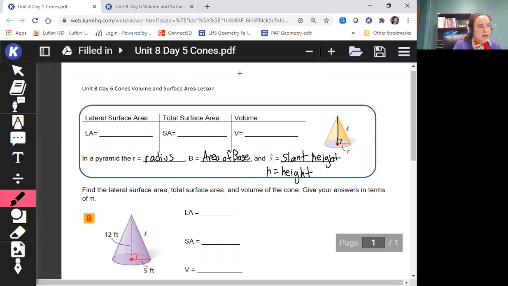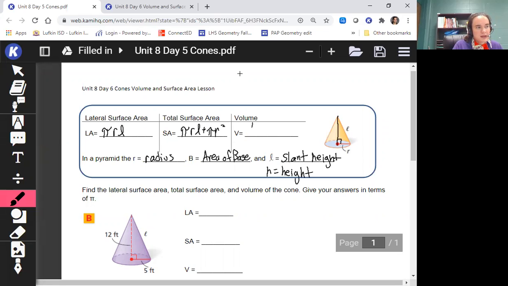Our formula for lateral area is pi times your radius times the slant height. Our formula for total surface area is pi times the radius times the slant height plus pi r squared, the area of the base.